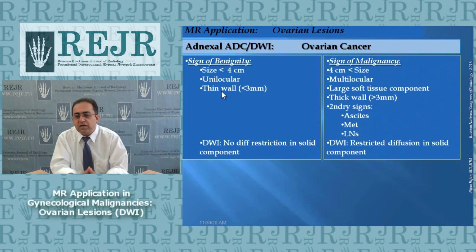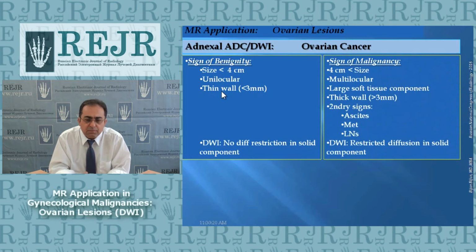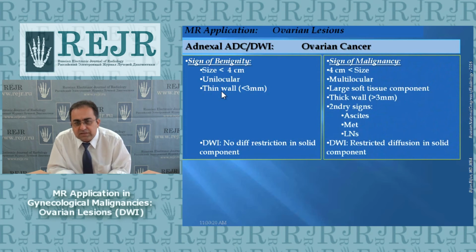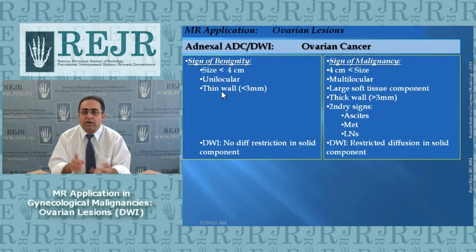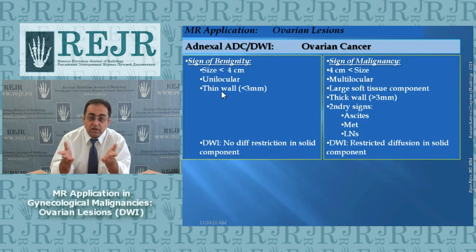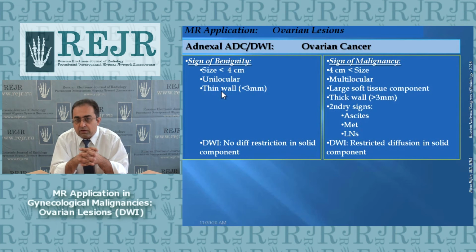Now, in contrast, if the size is bigger than 4 cm, if it is multiloculated, if it has a large soft tissue component, if the wall or septal thickness is more than 3 millimeters, if you see any secondary sign like ascites, metastasis, and lymph nodes, these are all malignant features.